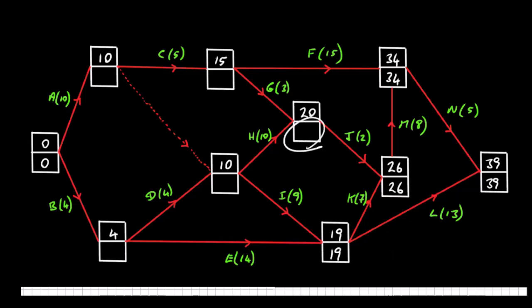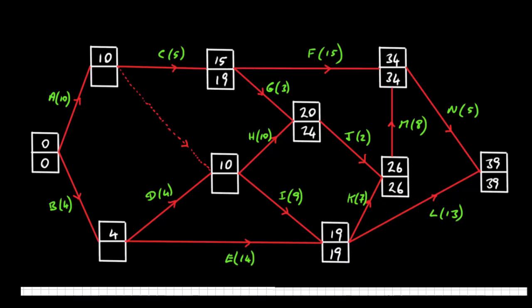Right, let's have a look at this one then. We've got 26 minus 2, which is 24. It's the only one going in there, so that's fine. Let's have a look at this one. So we've got 34 minus 15, that's 19, and we've also got 24 minus 3, which is 21, so we're going to put 19 in here, the smaller of the two.